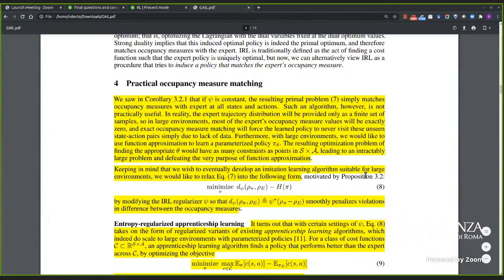Okay, so they want to relax that optimization problem in the following form. So minimizing this over by modifying the regularizer so that this function over here corresponds to this and smoothly penalizes violations in the difference between the occupancy measures. Okay, so this is not as hard as it would be in any other optimization constraint that they had before.